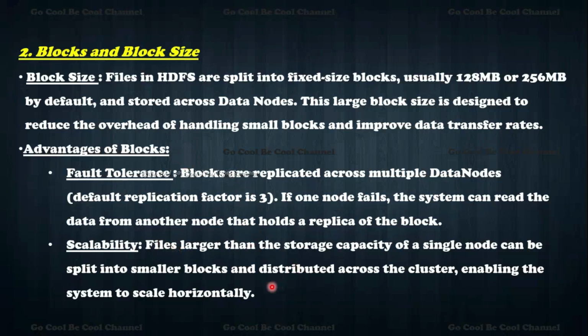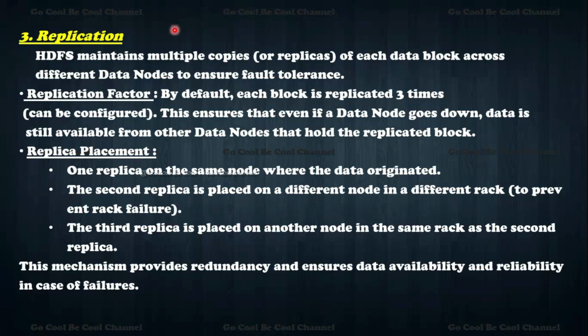HDFS maintains multiple replicas of each data block across different data nodes to ensure fault tolerance. So for the replication factor, we have replica placement: one replica on the same node where the data originated. The second replica is placed on a different node in a different rack, to prevent rack failure. The third replica is placed on another node in the same rack as the second replica.